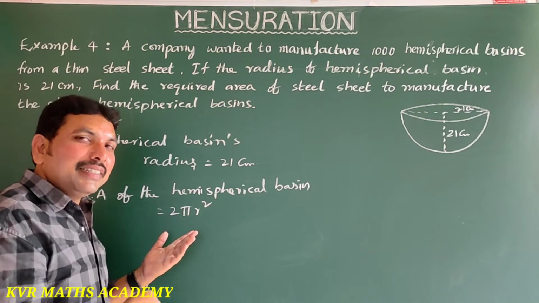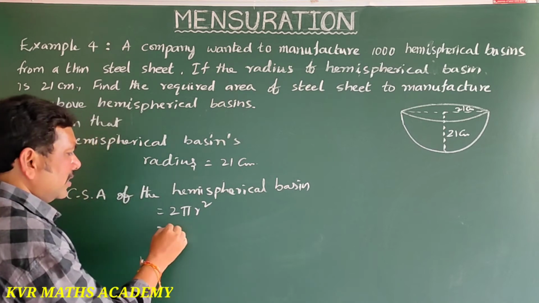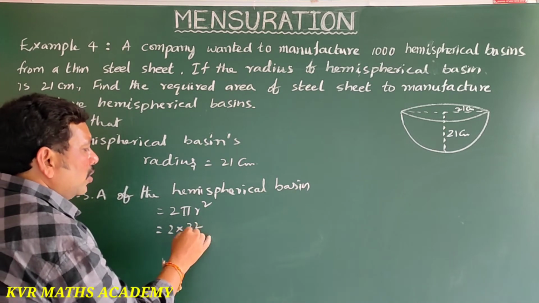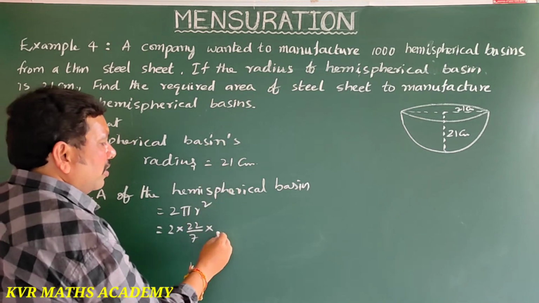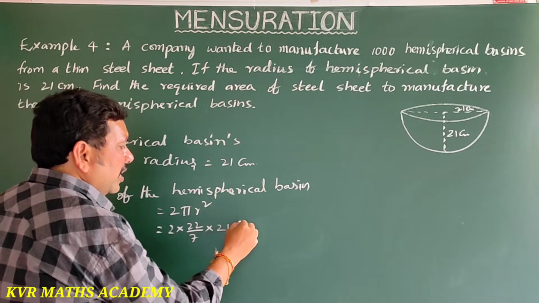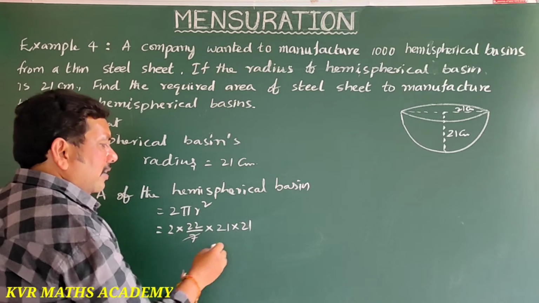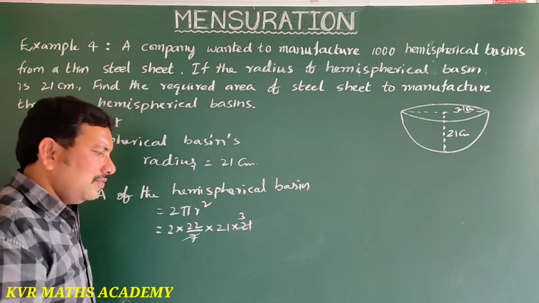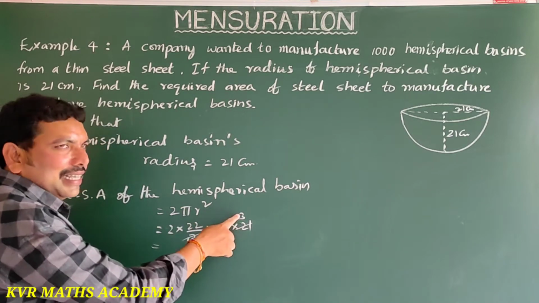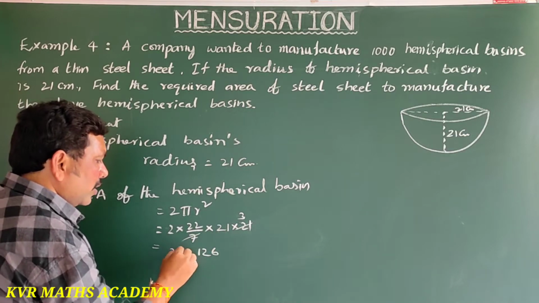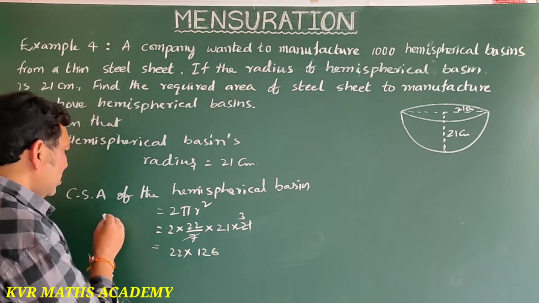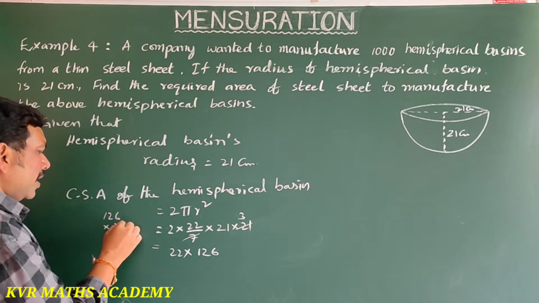Total surface area means 3 pi r square only, no? Yes, this is 2 into pi, which is 22 by 7, into radius. R is how much? 21. So 21 square means 21 into 21. 7 3s are 21, right? Yes. 2 3s are 6. 6 1s are 6. 6 2s are 12. So 22 into 126.